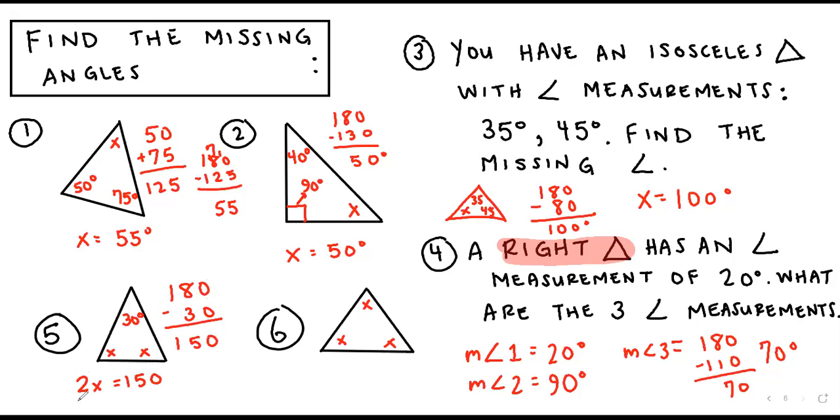So if we divide by 2, x will be equal to 75. So that means that one is 75 and the other one is also 75 because they both represent x. So knowing what you know about number 5, how do you think we do number 6?